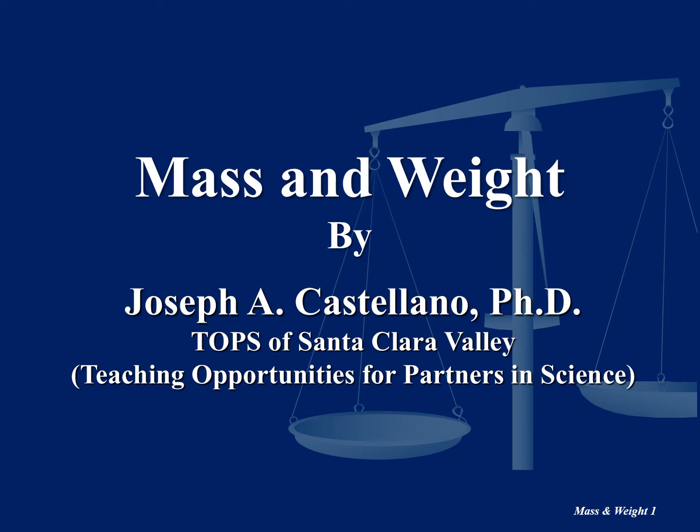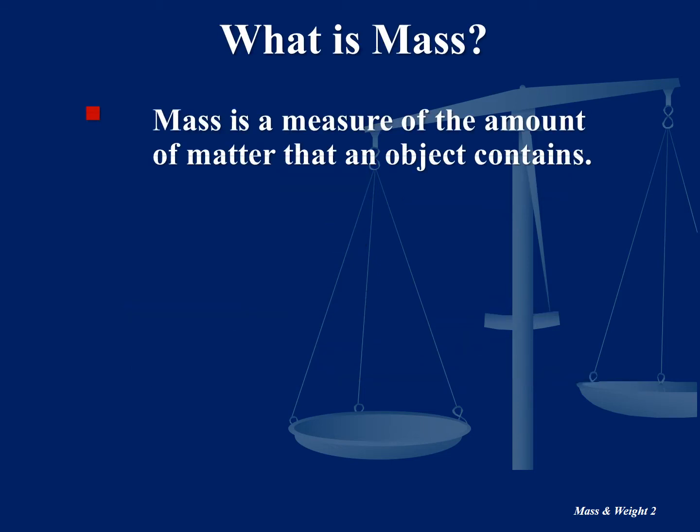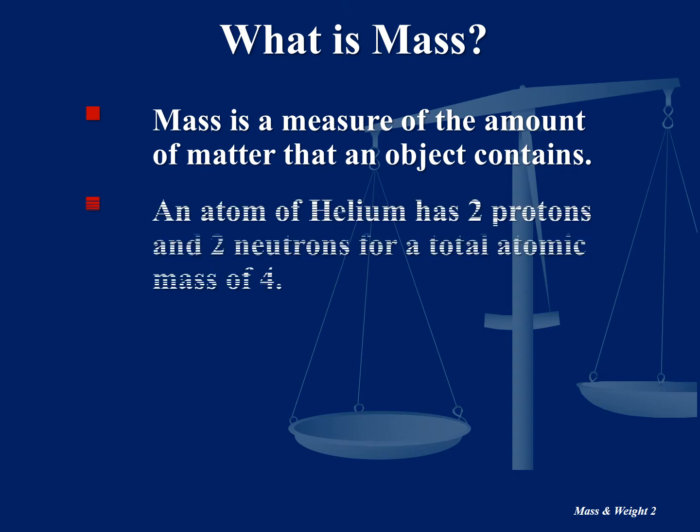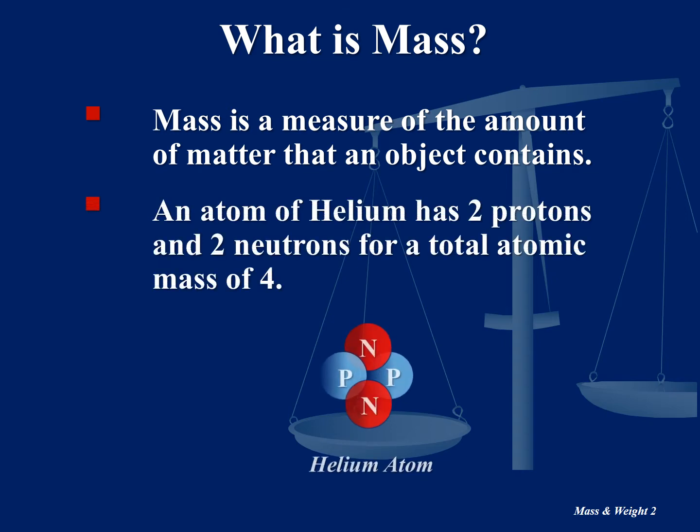In this lesson, we will define mass, and explain how mass and weight differ. Mass is a measure of the amount of matter that an object contains. For example, one atom of helium is composed of 2 protons and 2 neutrons. So we can say that a single atom of helium has a total atomic mass unit of 4.